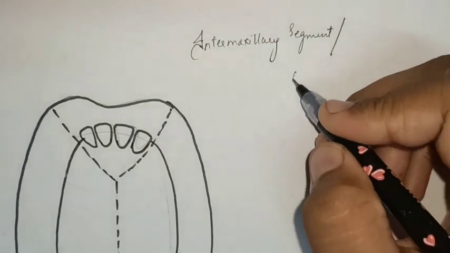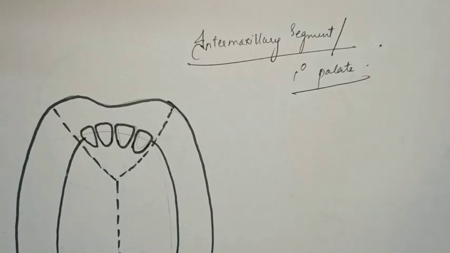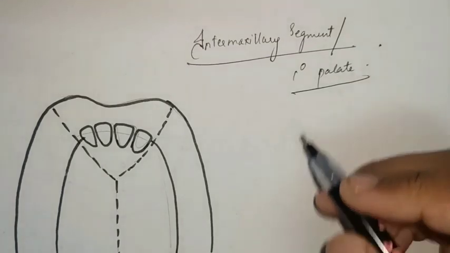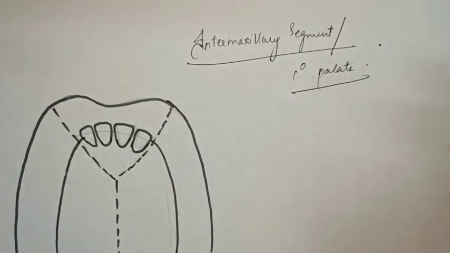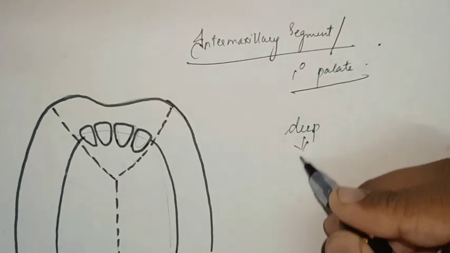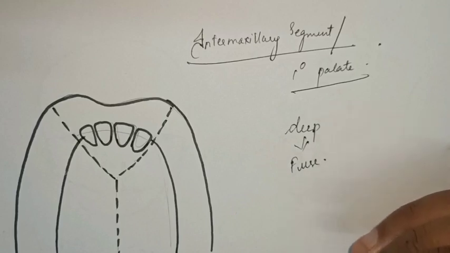As a result of medial growth of the maxillary prominence, the two medial nasal prominences fuse together, not only at the surface, but also in the deeper section. I repeat, as a result of medial growth of the maxillary prominence, the two medial nasal prominences fuse together, right? They will not fuse only at the surface, they will also fuse in the deeper section, which results in the formation of the intermaxillary segment or primary palate. So this is what I am writing: deep also it will fuse and form the intermaxillary segment or primary palate.